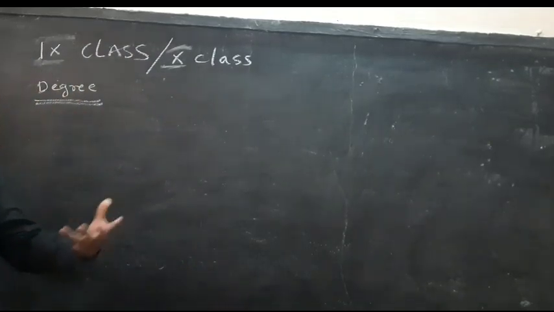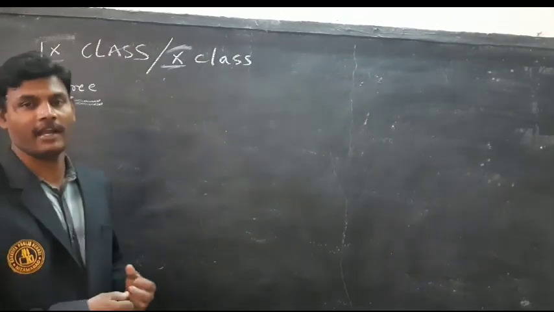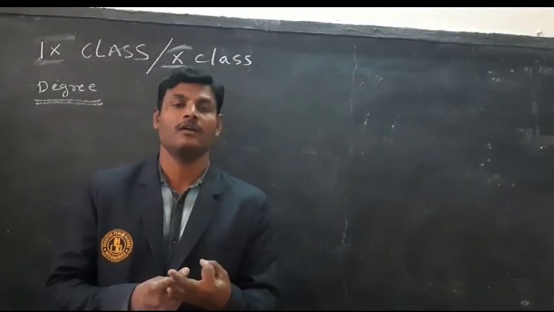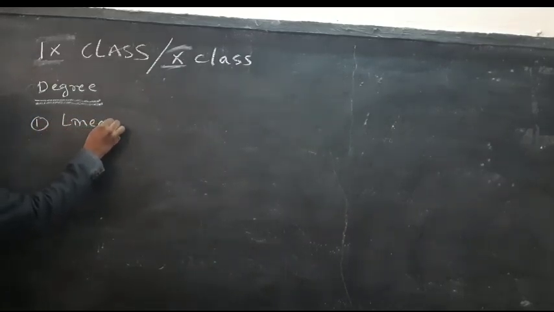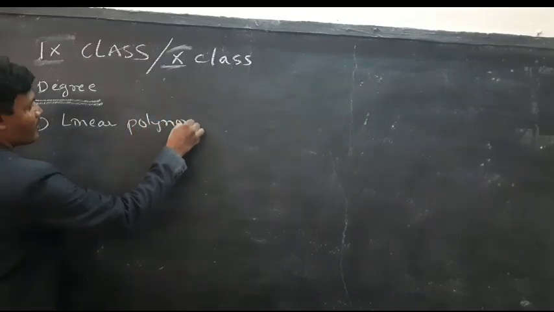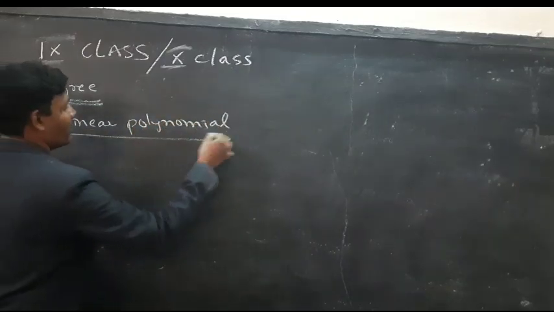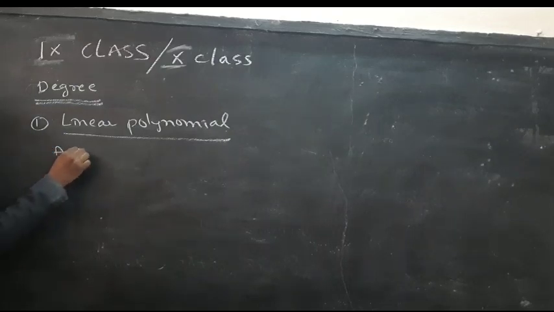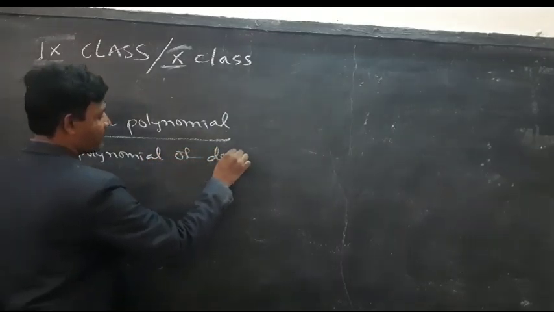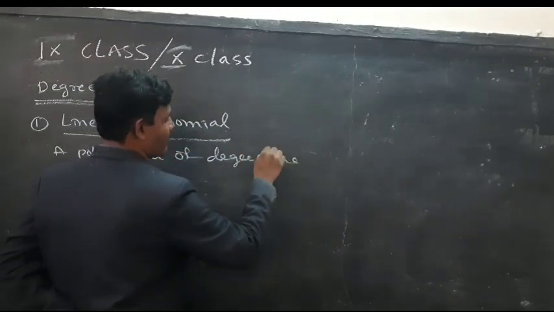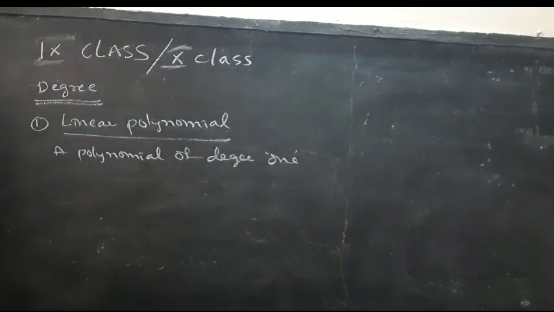In the previous class we discussed classifications of polynomials according to terms: monomial, binomial and trinomial. Now according to degree. What are the classifications of polynomials according to degree? First, linear polynomial. A polynomial of degree 1 is called a linear polynomial.